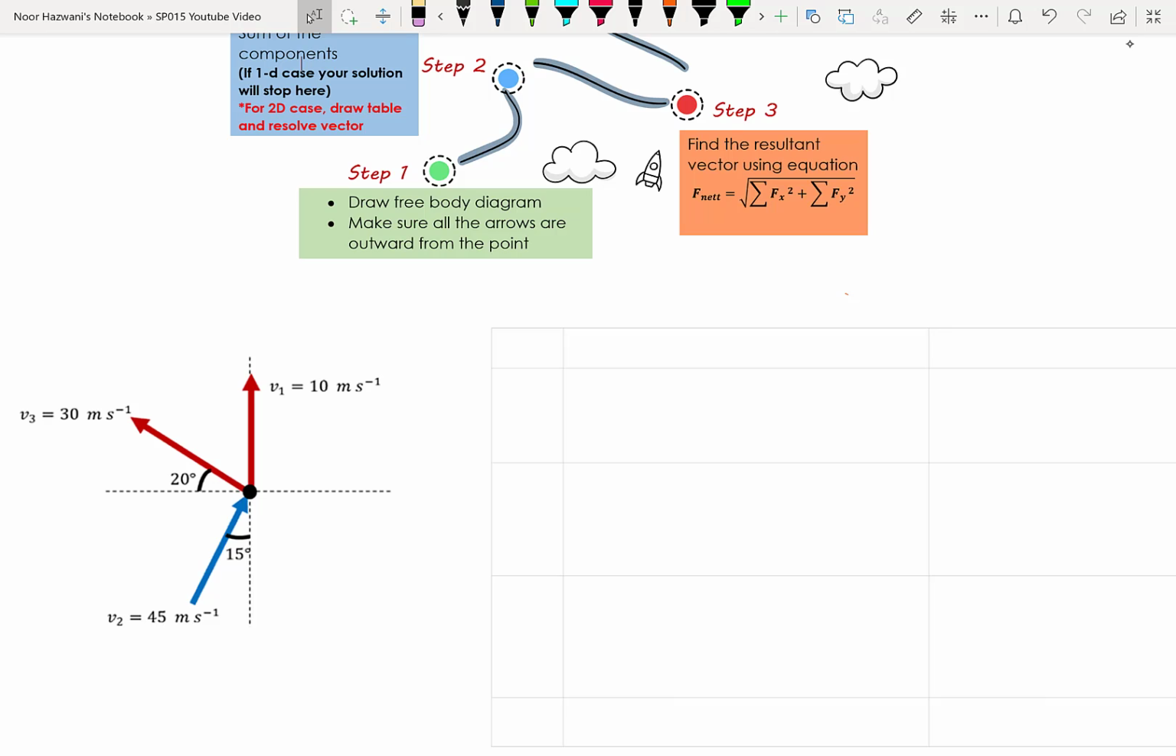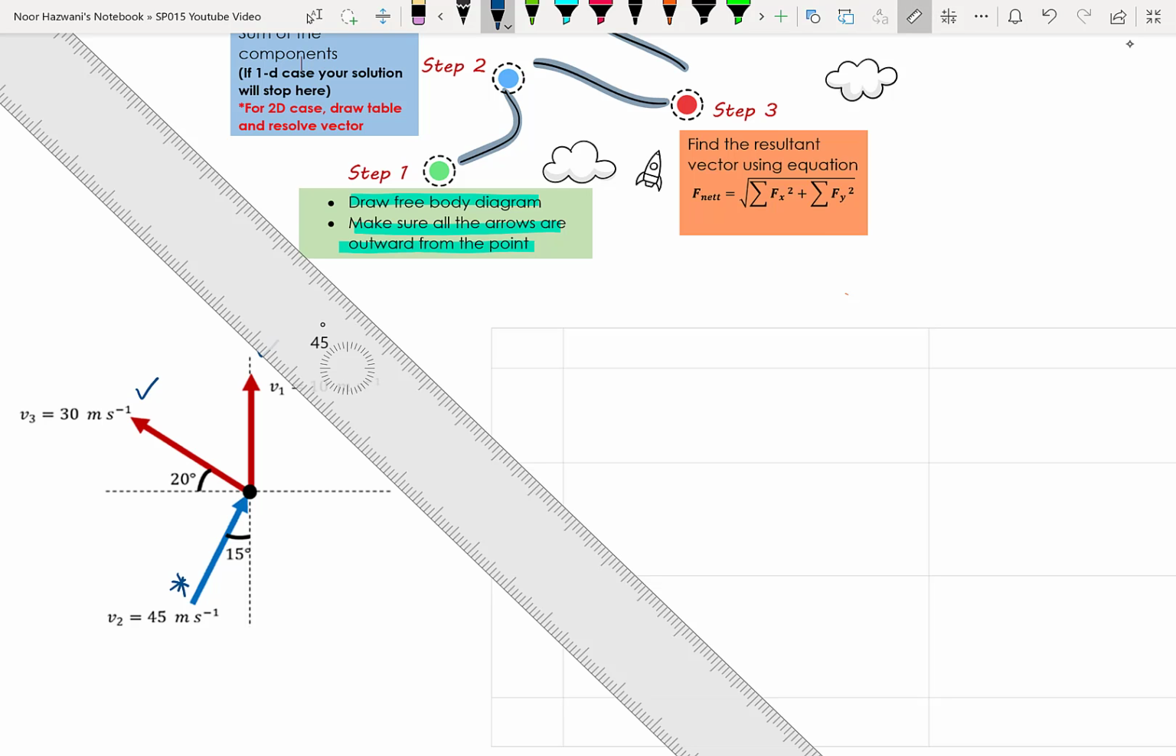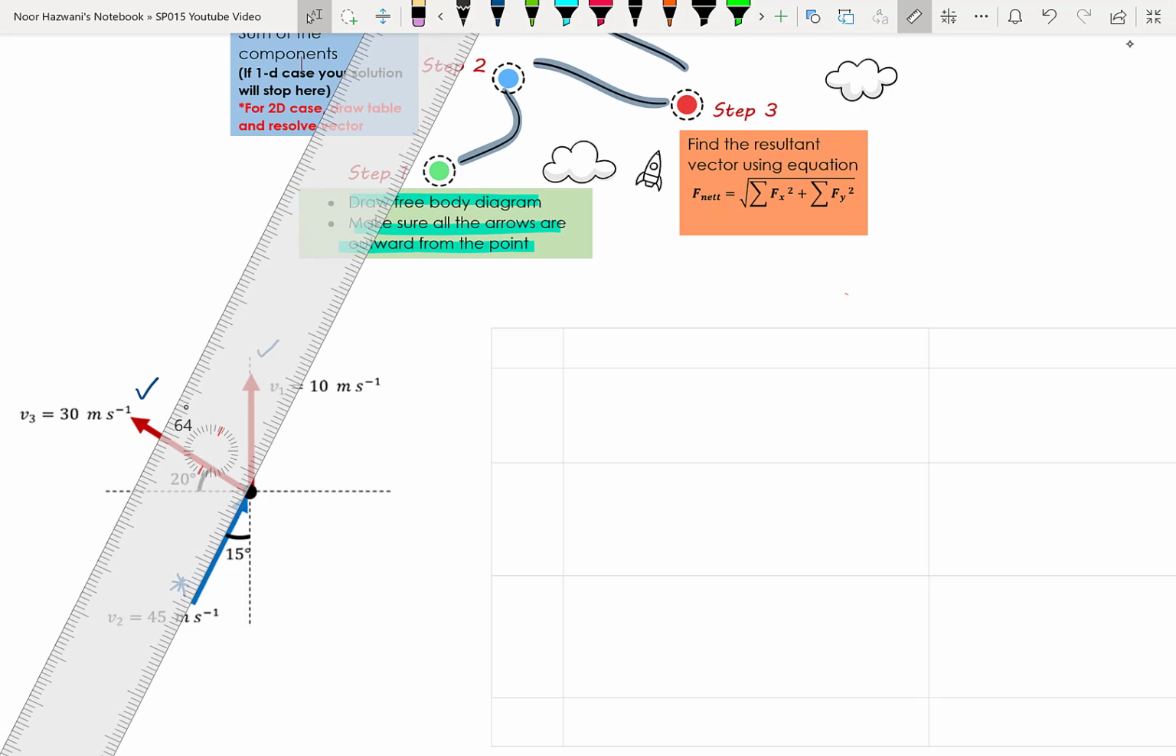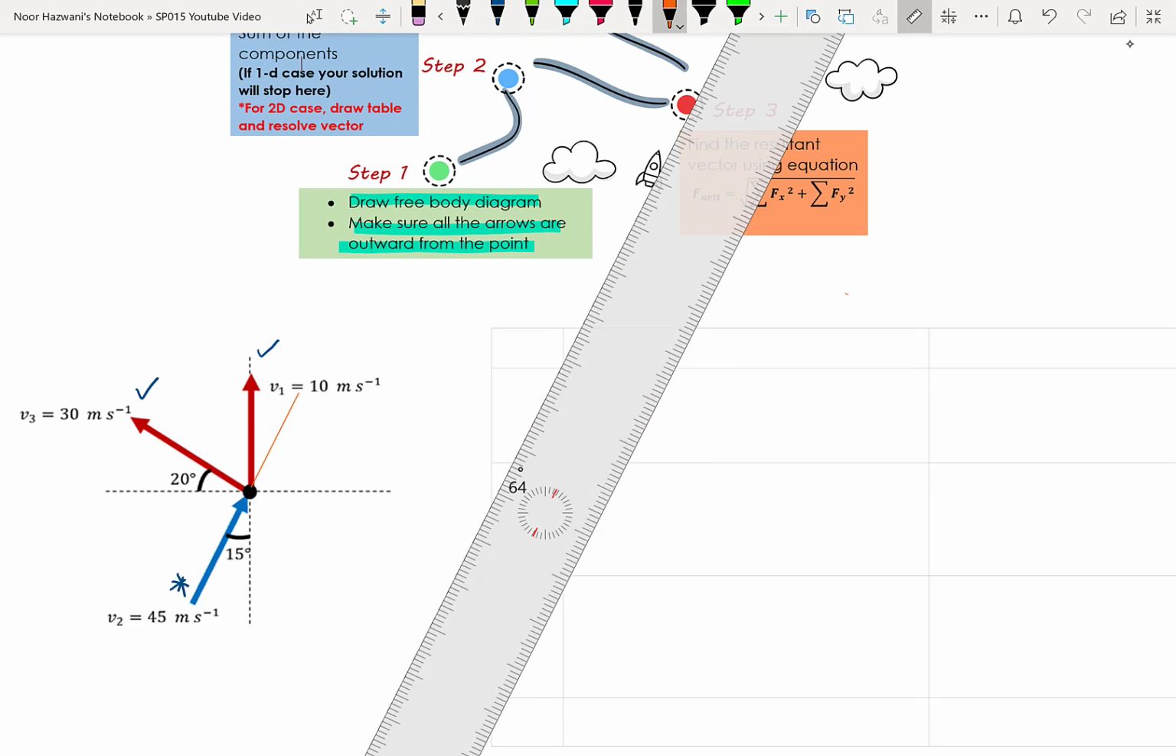Okay, macam biasa, step number 1, we have to draw free body diagram. Then free body diagram dah ada dah. And then make sure all the arrows are upward from the point. Nampak tak? Dekat sini, okay, kalau you perasan, V1 upward, V3 upward, but then V2 is not upward from the point. Apa yang kita kena buat? Okay, kita kena tarik kita punya vektor keluar. Okay, maksudnya ambil je, pastikan kita tarik je keluar. Okay, tarik dia keluar macam ni.